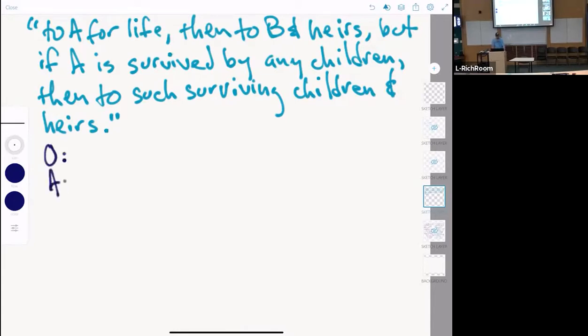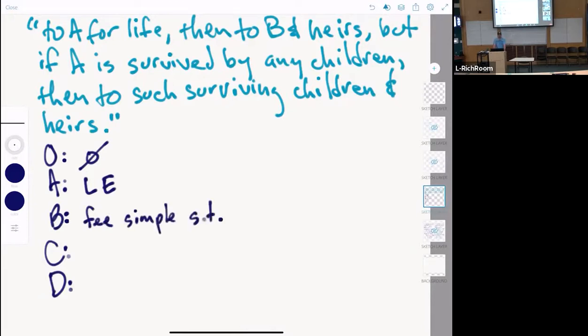Yep. So O has nothing. A has a life estate. I believe B has a fee simple subject to executory interest or limitation. Executory limitation. Yeah. And then C and D have an executory interest, a springing one.